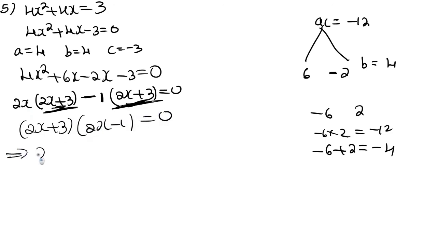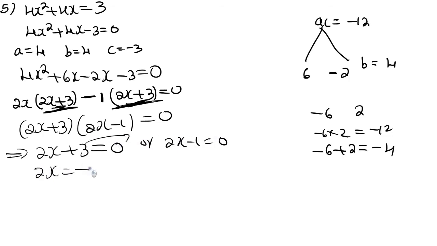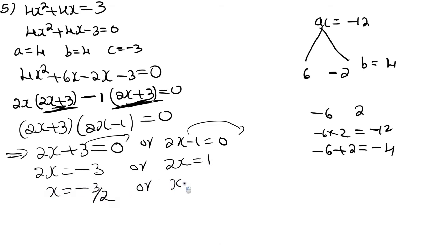This implies 2x plus 3 equal to 0 or 2x minus 1 equal to 0. So 2x value is equal to, take 3 to right hand side, minus 3, or take minus 1 to right hand side, 2x value is equal to 1. Okay, 2x equal to 1. x equal to, take 2 to right hand side, we will get minus 3 by 2, or x value is equal to, take 2 to right hand side, x value is equal to 1 by 2.